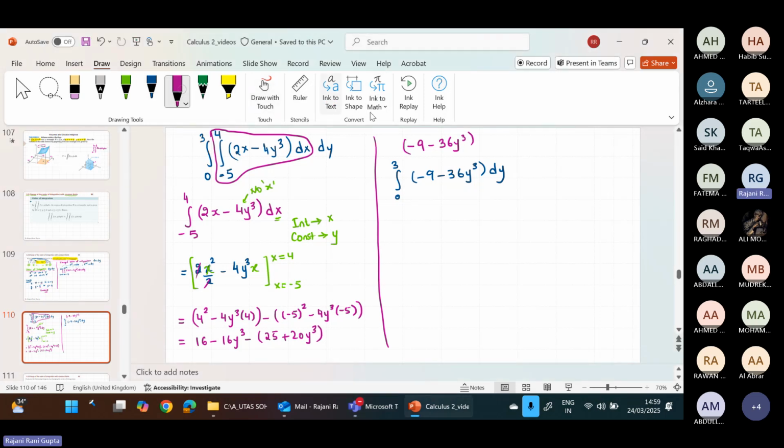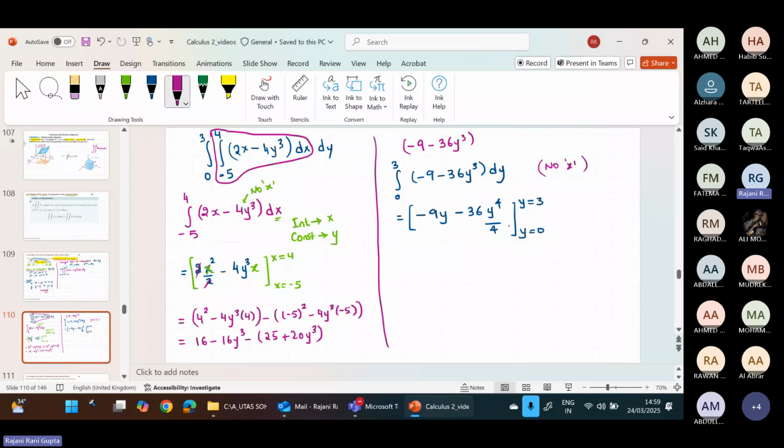Okay, so you can check your answer that there is no x term. So it means what you did is correct. Now it becomes a simple definite integral. You get minus 9y minus 36y power 4 over 4. And the limit for y is from 0 to 3.